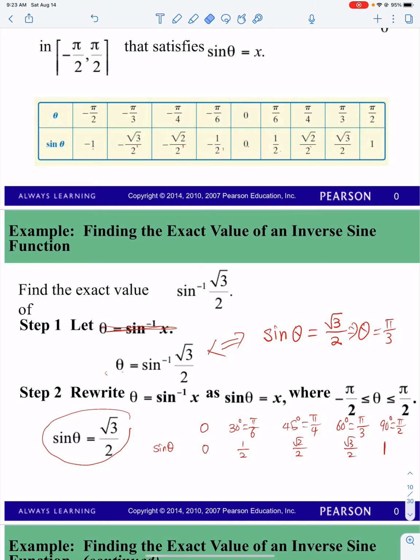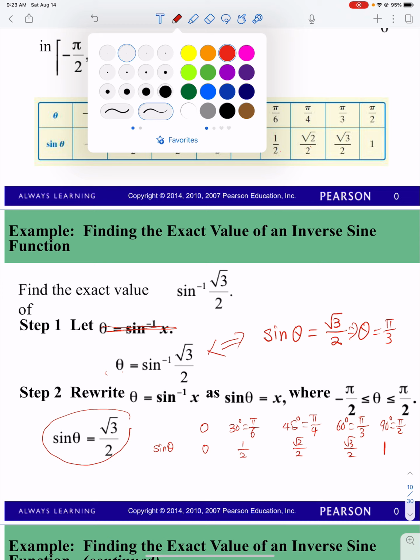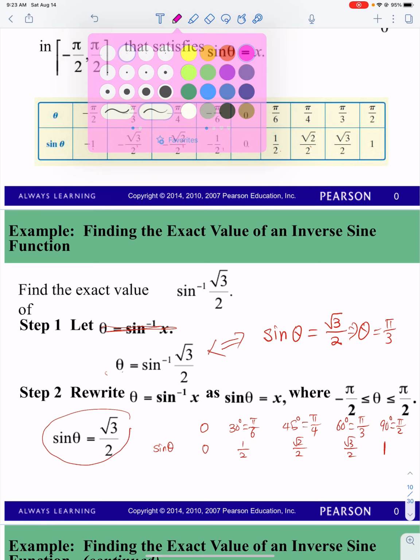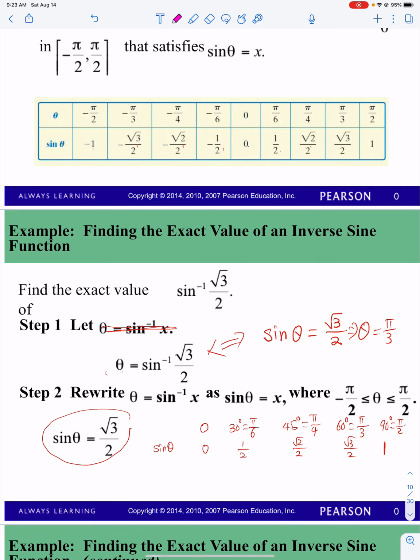Okay? So these are the special values that you know. We have already learned this. Now, how could you remember this? 0 is square root of 0 over 2, 0 over anything. So what happened here? Square root of 1, square root of 2. What is square root of 4? 2. 2 over 2 is 1. So what will be sine theta? Square root of 0, 1, 2, 3, 4 over 2.